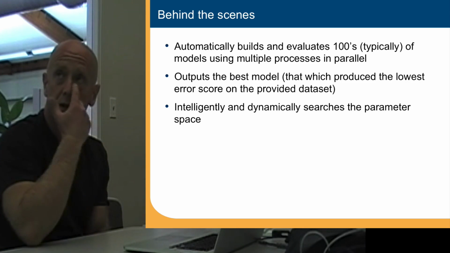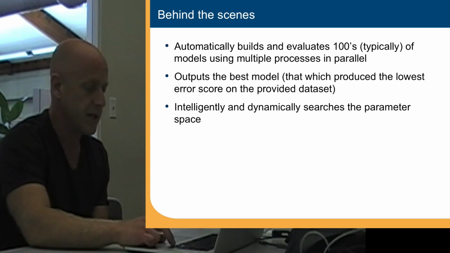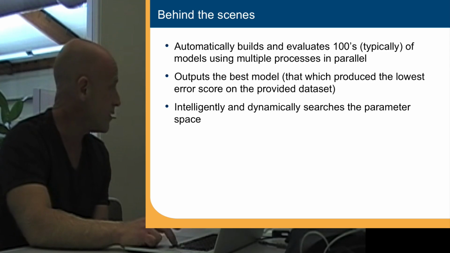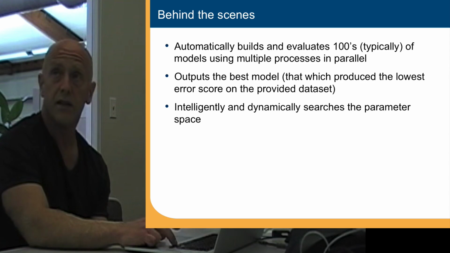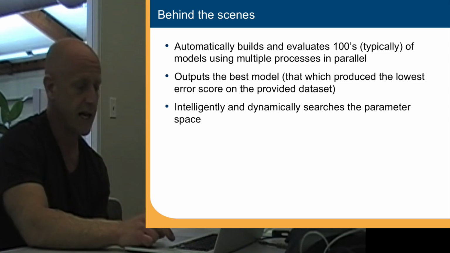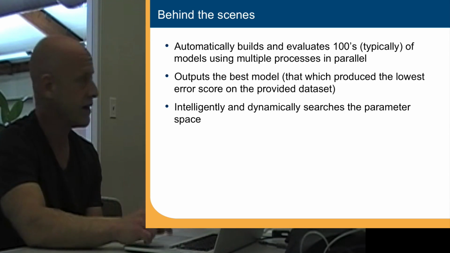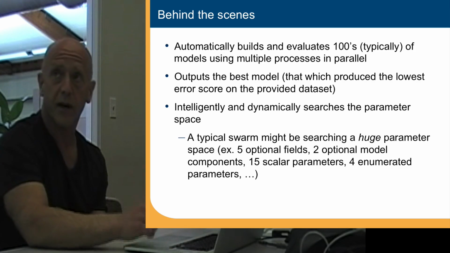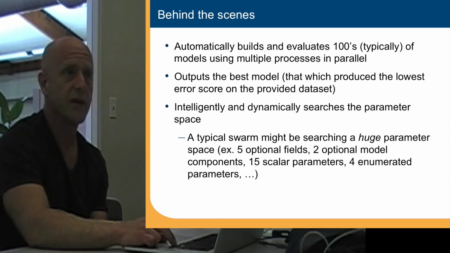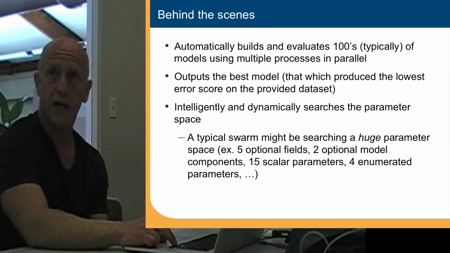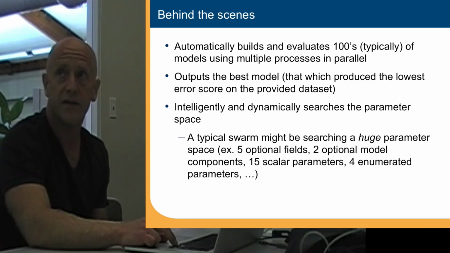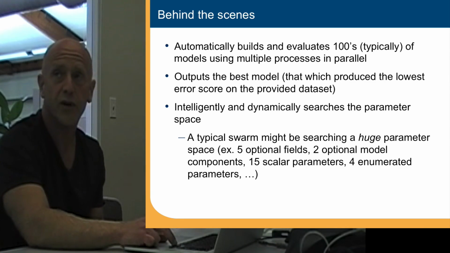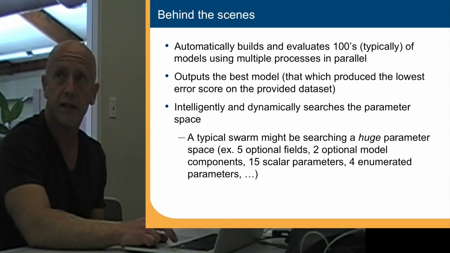So a typical swarm is trying to evaluate many parameters, and it's typically a very huge search space. So the intelligence comes in, and how does it reduce that search space and try to find the best model as quickly as possible. For example, in your data set you might have 5 optional fields you want to consider. There might be a couple of optional model components to consider. There might be 15 scalar parameters and 4 enumerated parameters, etc. So there's quite a bit of things to be evaluated.